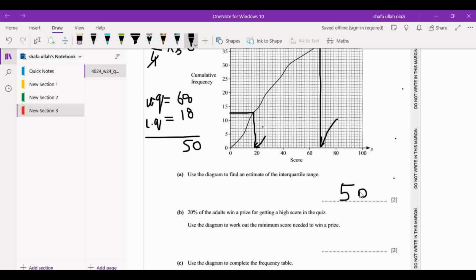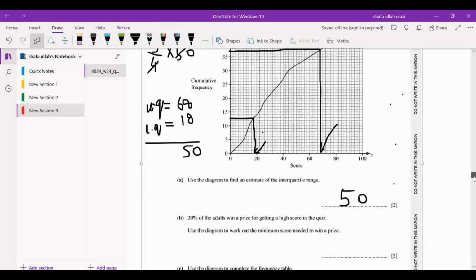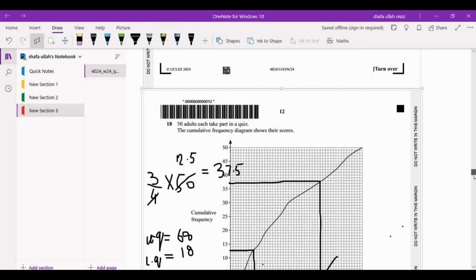Next is 20% of the above adults. 20% of 50 is 10. So only 10 of them get the prize. Where is 10? 50 minus 10 is 40. So 40 is here. Where is 40? This 40, we draw a line with the help of a ruler and check where this line cuts the graph.